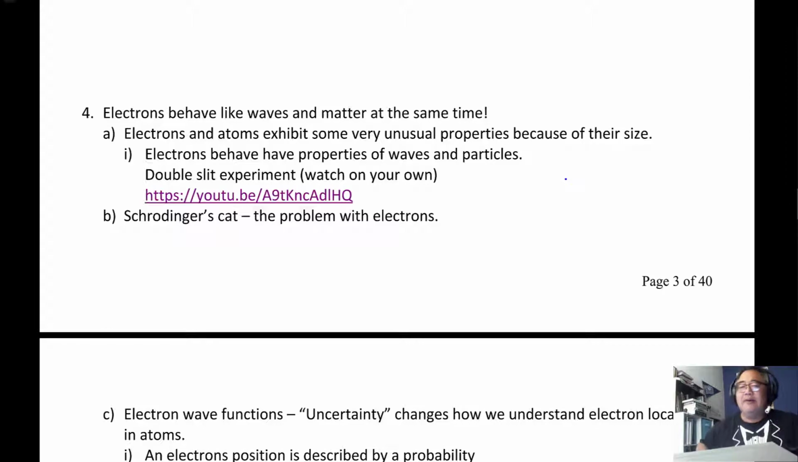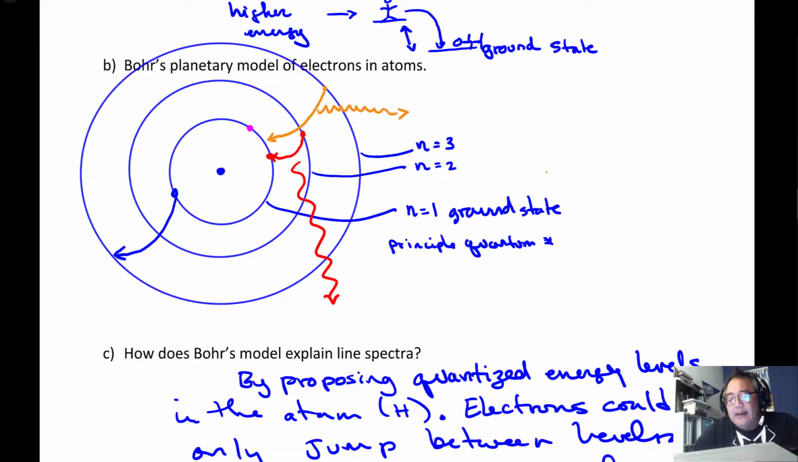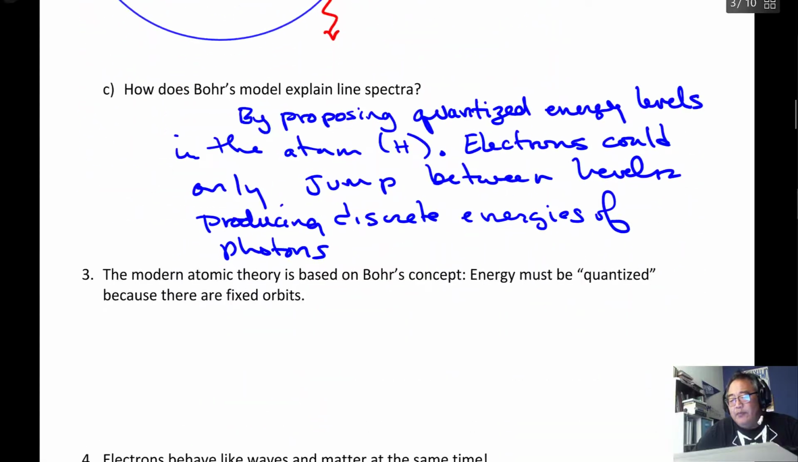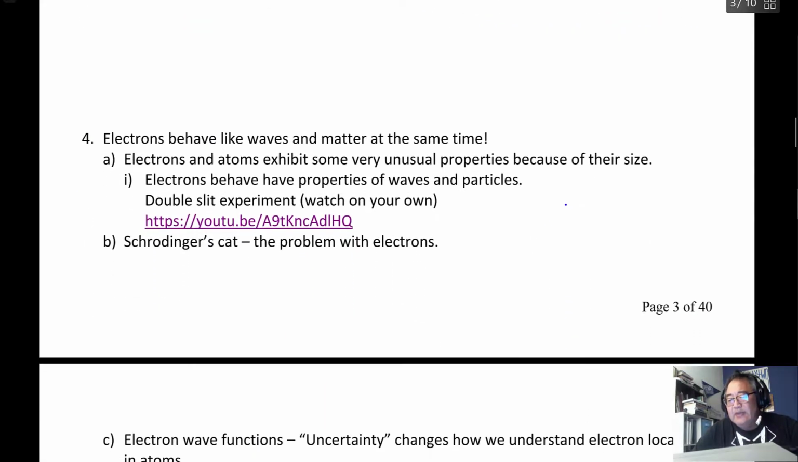See, what Bohr never said was, why do these energy levels exist? And it turns out that the reason they exist is because electrons have wave-like properties. So think about what I just said. An electron is definitely a particle. It's like a dot. But at the same time, when we look at how they behave in atoms, their behavior is really wave-like.